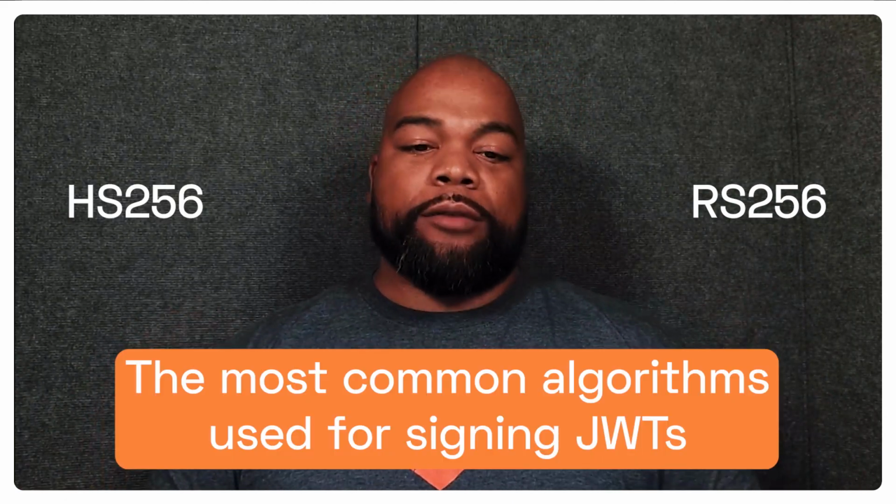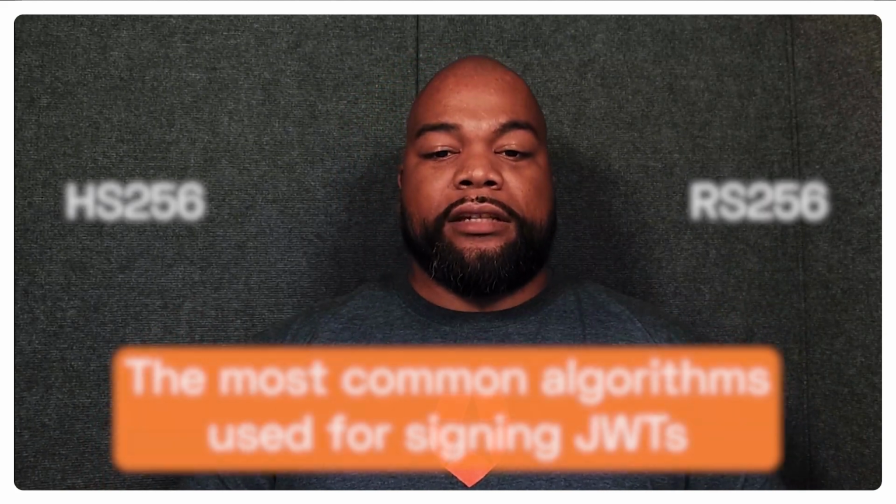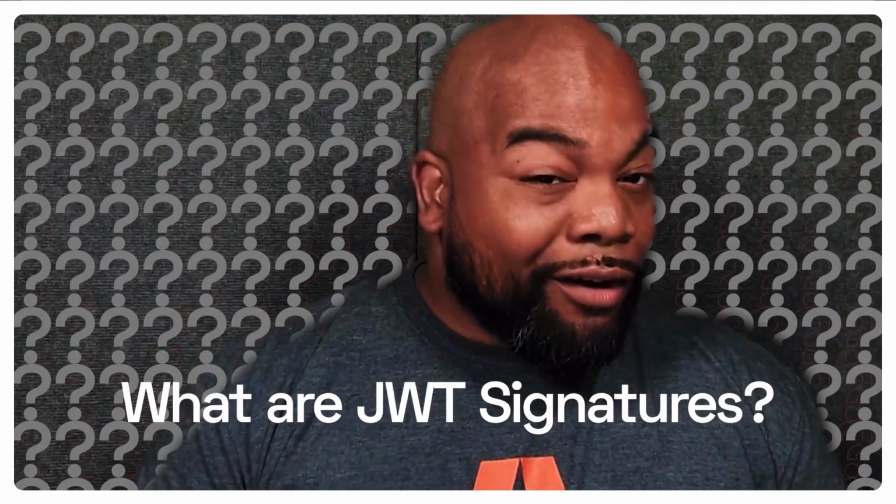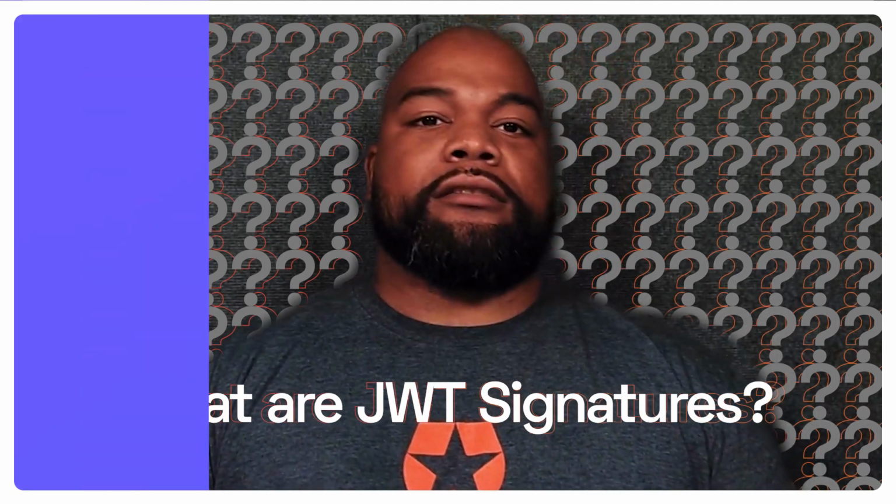RS256 and HS256 are the two most common algorithms used for signing JWTs. This video will go over some of the differences between RS256 and HS256, but it will not cover the other JWT signing algorithms such as ES256 or PS256. But first, what are JWT signatures?